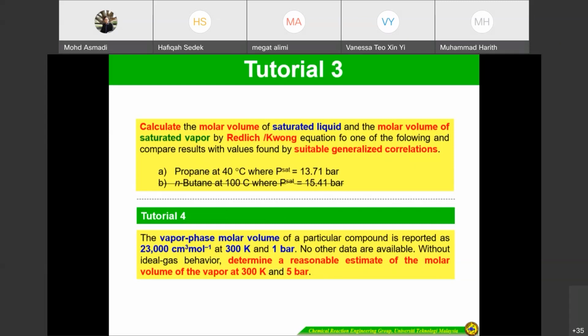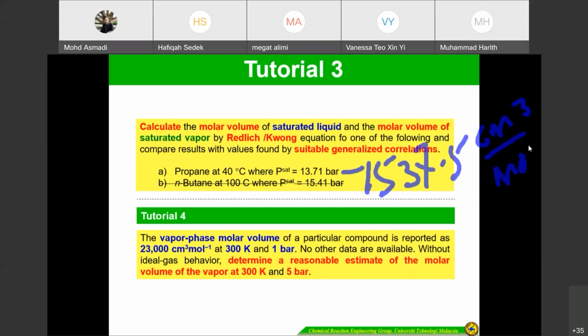Anyone done? 1454, okay. But my answer is 1537. I'm not sure who's correct, you can confirm. So when I calculate, I get 1537.5 cubic centimeter per month. Okay, and that is my answer.